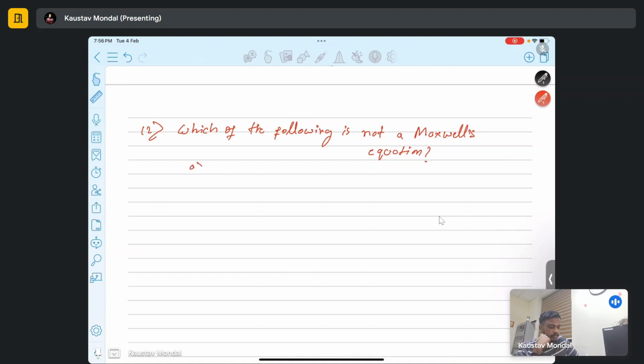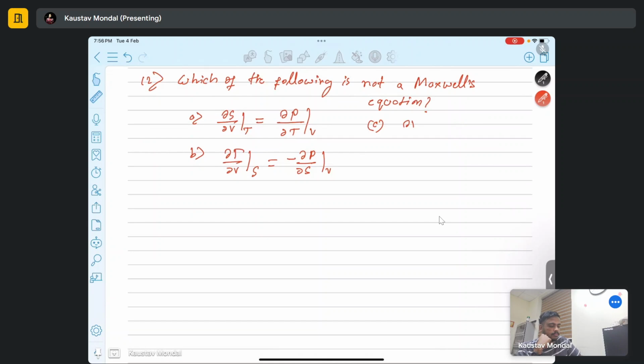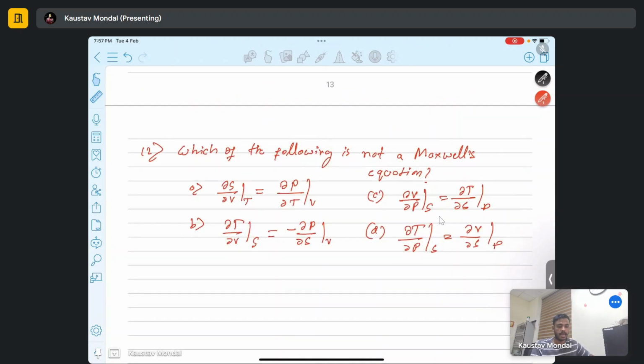Four options are given. Option A: del S del V at constant T equals del P del T at constant V. Option B: del T del P at constant S equals minus del V del S at constant P. Option C: del V del P at constant S equals del T del S at constant V. Option D: del T del P at constant S equals del V del S at constant P. From these four options you have to figure out which is not correct, which is not aligned with the Maxwell equations.